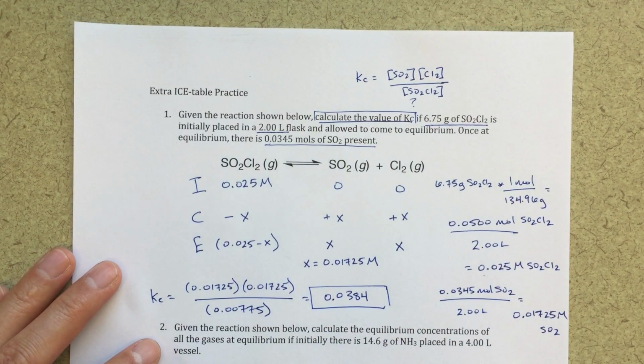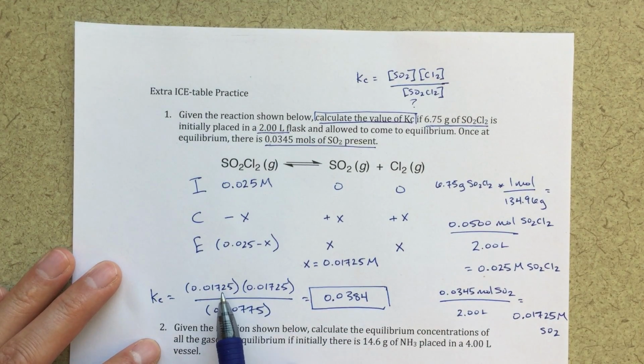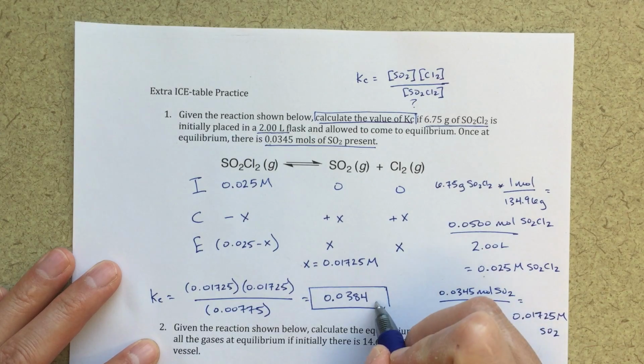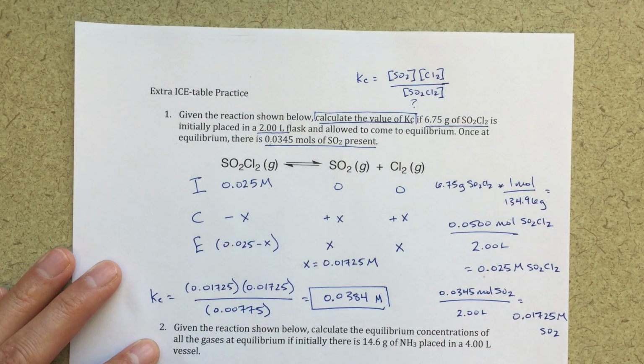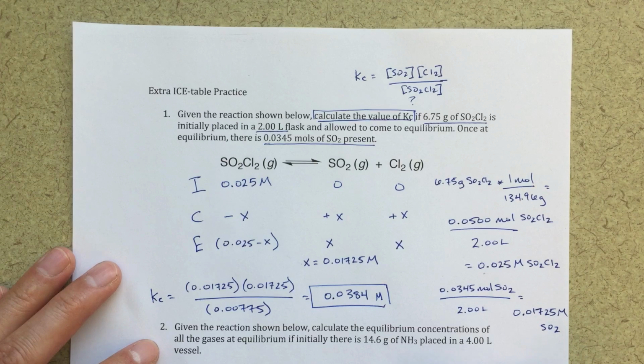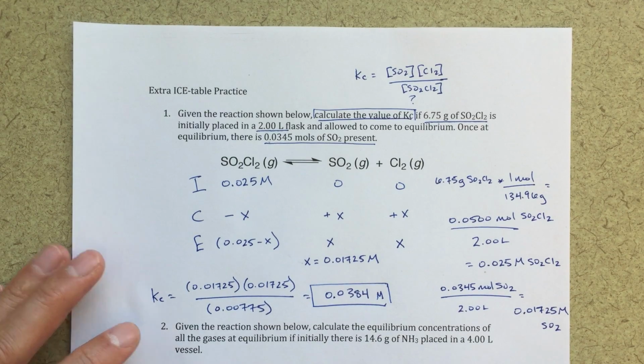That's the value of Kc. The units for this would just be molarity. I've got molarity times molarity over molarity, so one of those molarities will cancel, just leaving me units of molarity. So you can put that in there if you want. Not usually super necessary, but it's good practice. All right, hope that helps.